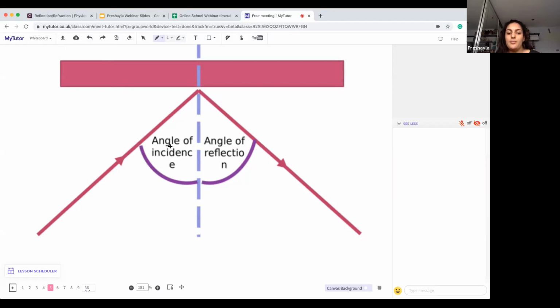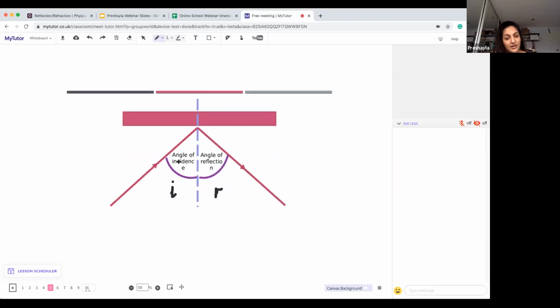Now you can label them angle of incidence and angle of reflection, but realistically you're not going to fit that many words into that small angle. So what we do is we label with I and R, and that's it. And that's it, that's you done. Those angles are the same, and the incident ray should have an arrow going in and the reflected ray should have an arrow going out.